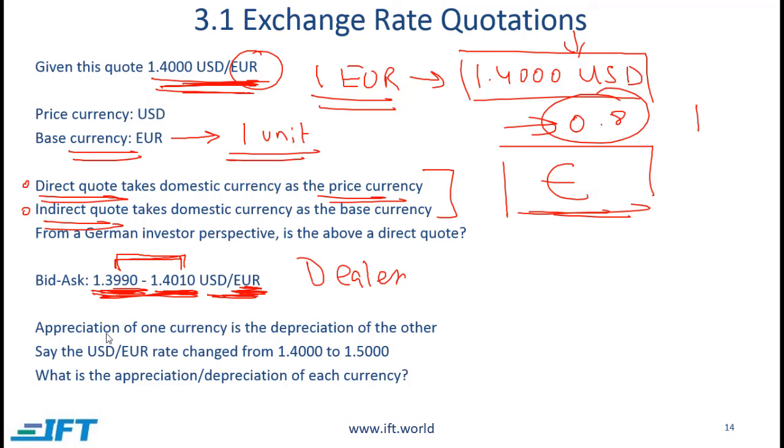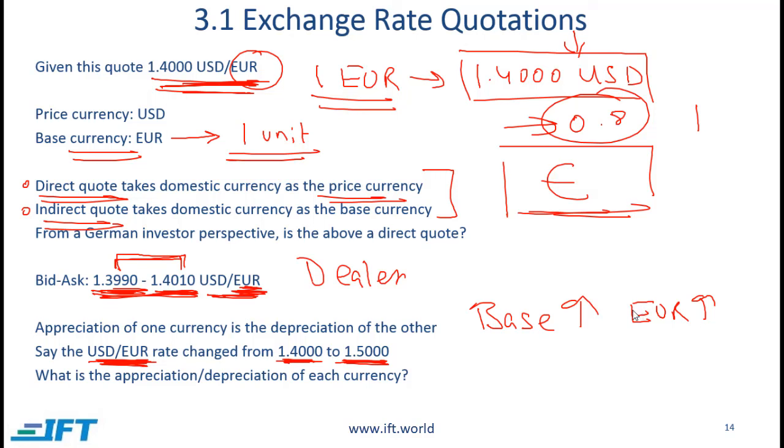Here is another point that we've seen before and we are reinforcing over here. When one currency appreciates, the other depreciates. Say the US dollar to euro rate changed from 1.4 to 1.5. Which currency appreciated? As I mentioned before, when this number goes up, that means that the base currency has strengthened. So if your quote is US dollar to euro, where the euro is the base currency, the rate goes up, then the base currency, in this case the euro, has appreciated or increased in value, and the dollar has lost, or the dollar has depreciated.